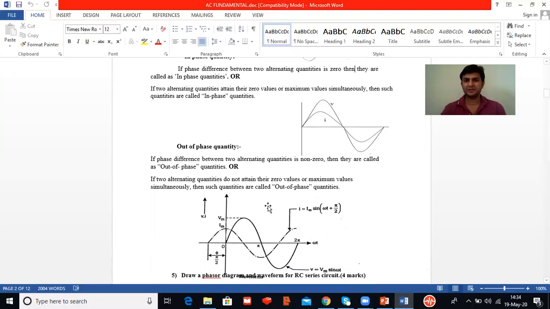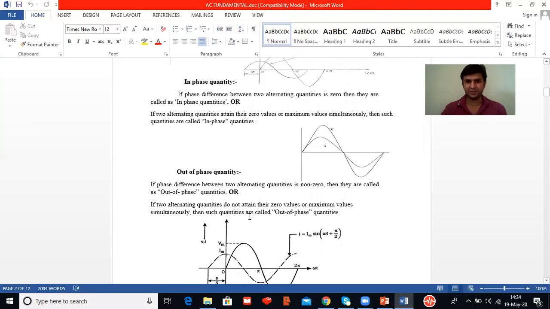If the phase difference between two alternating quantities is zero, then they are called in-phase quantities. Or we can say that if the two alternating quantities attain their zero, maximum or minimum value simultaneously.